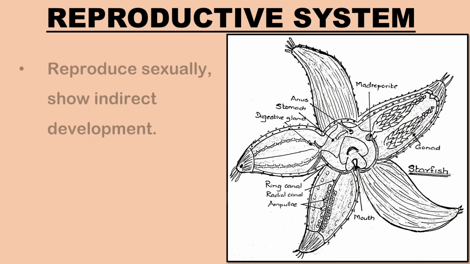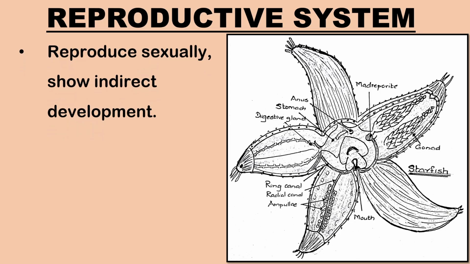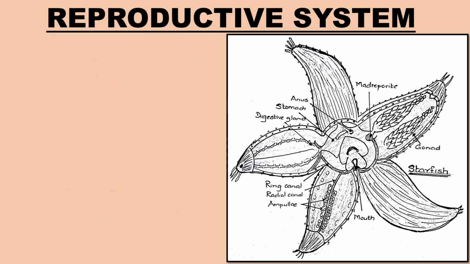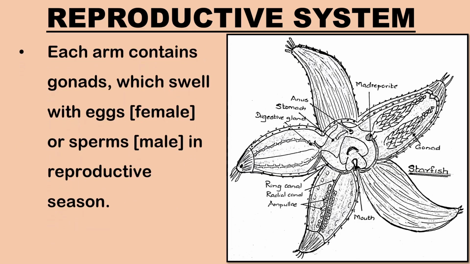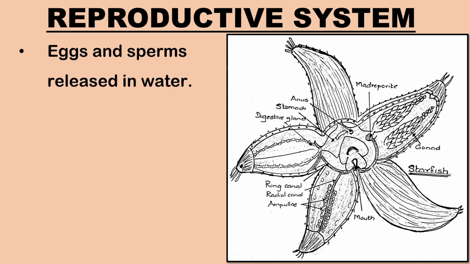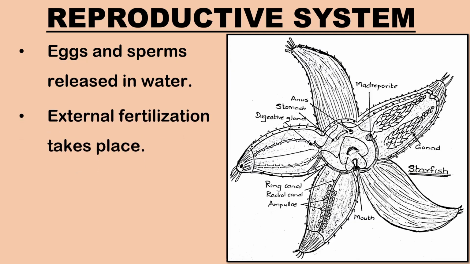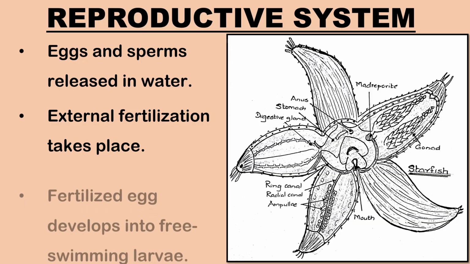Finally, we shall learn about reproduction in starfish. Starfish reproduce sexually and develop through indirect development. Sexes are separate. Spawning often occurs during spring or summer. Each arm contains gonads which swell with eggs in female or sperms in males during reproductive season. The eggs and sperms are released in water where they meet and external fertilization takes place.